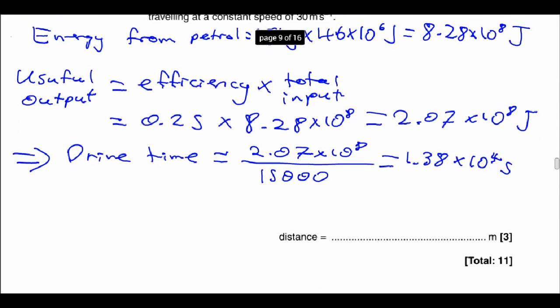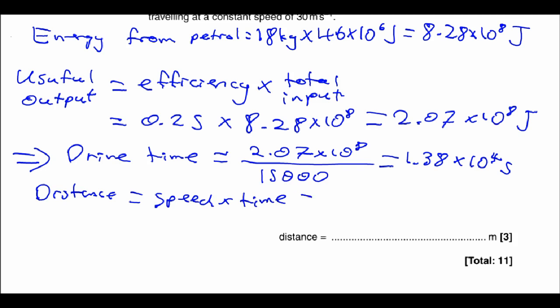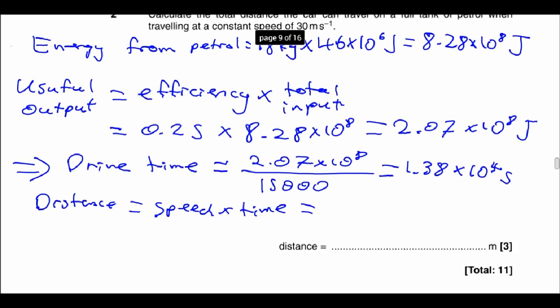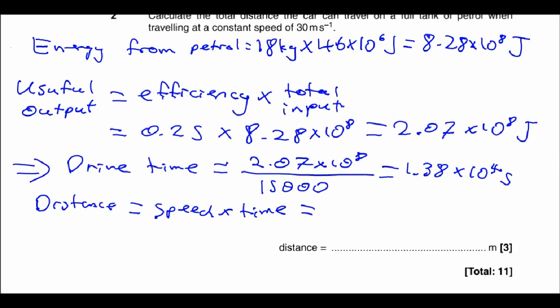We can then find the distance, which will be equal to speed times time, and we know that the speed is 30 meters per second. So if we do 30 times 1.38 times 10 to the 4, this will give us 4.1 times 10 to the 5 meters.